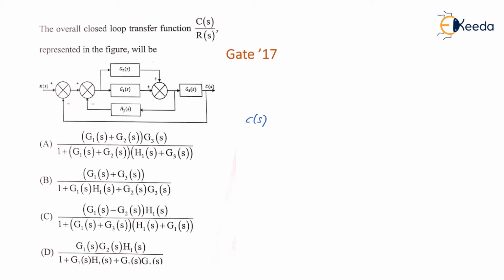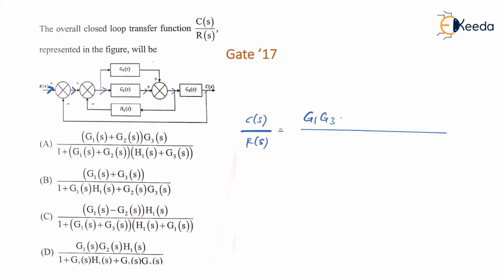So overall transfer function C of s upon R of s is equal to. So what do we write in the numerator? Of course, we write the summation of all forward paths, am I right? So again, starting from R of s, you move through G1, G3, and then C of s. So let me write it.